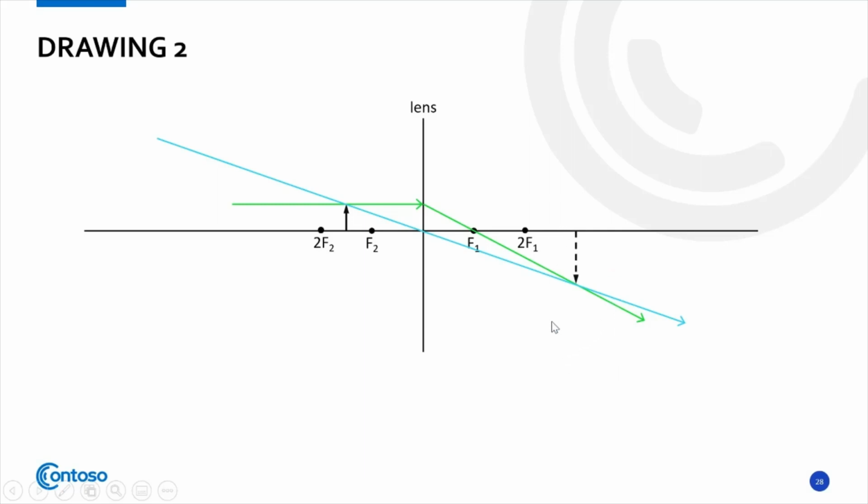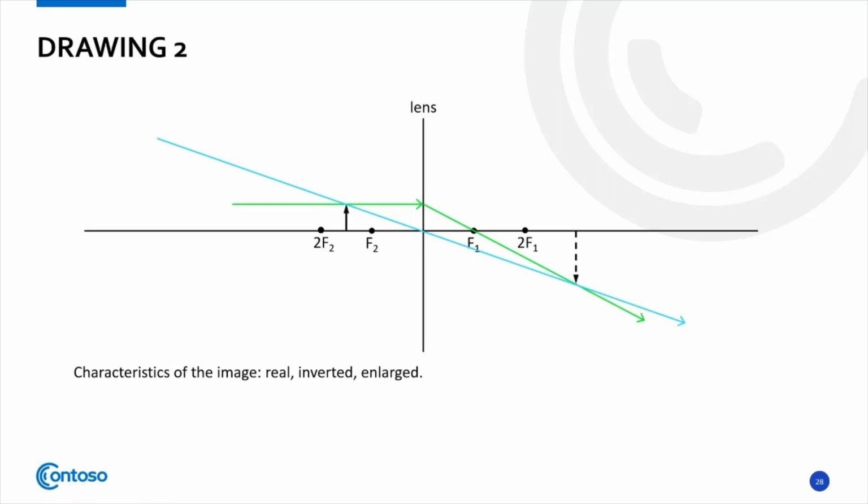Based on this drawing, we can conclude that the characteristics of the image are real, inverted, and enlarged. Why is this a real image? Because the image is now on the opposite side of the object.